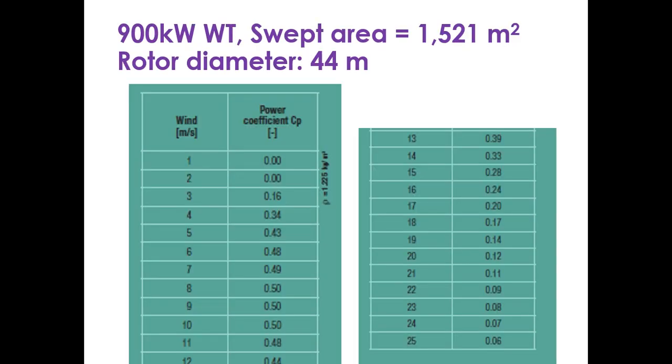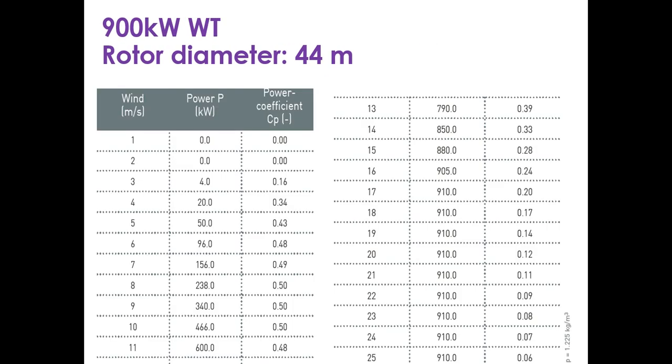Similarly, for the sake of simplicity, one more example is there for self-exercise. That is a 900 kilowatt wind turbine. It has a swept area of 1521 meter square, and the rotor diameter is 44 meter. Here, if you can stop this video and calculate the power at various wind speeds, you will get these results. And accordingly, you can plot the curve. I'm sorry, at 12 meter per second, it is not shown in the video. It is 710 kilowatt, and the CP is 0.44.